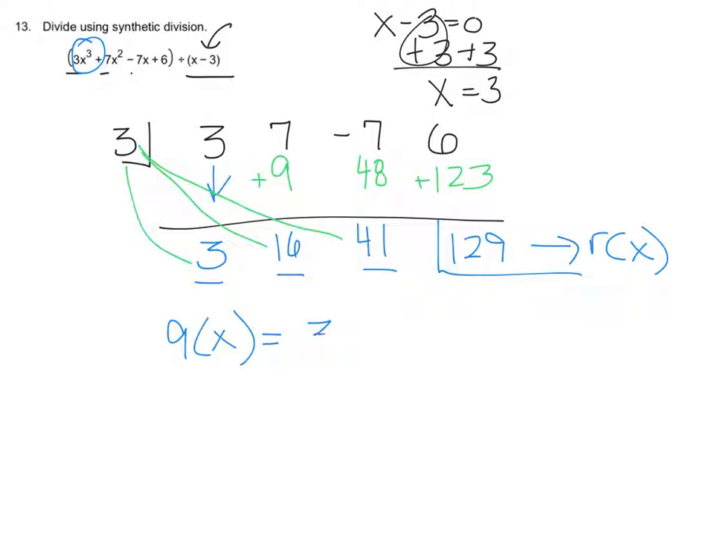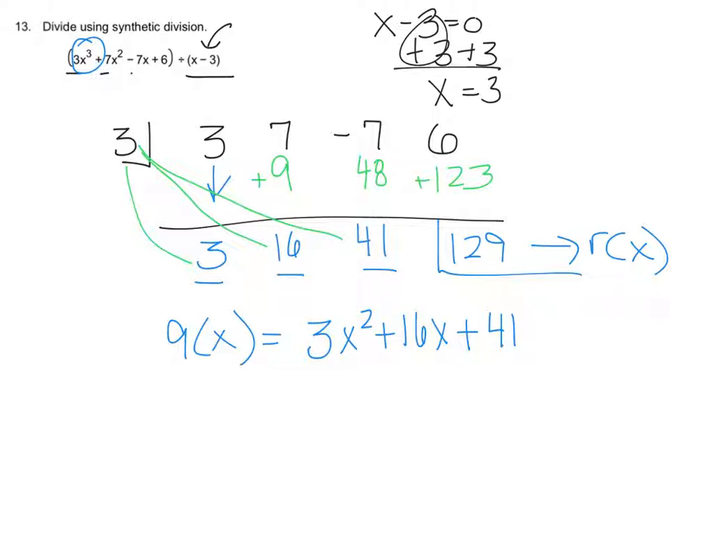So the first term is 3x squared, plus the second term, which is 16x because we're decreasing the exponent by 1, and then the third term is plus 41, without an x because we're decreasing the exponent by 1, so that would be our constant term.